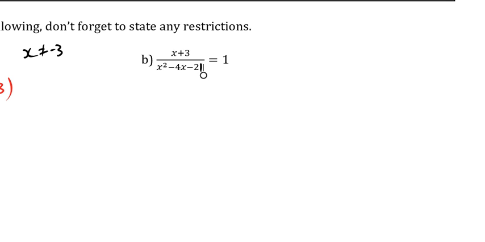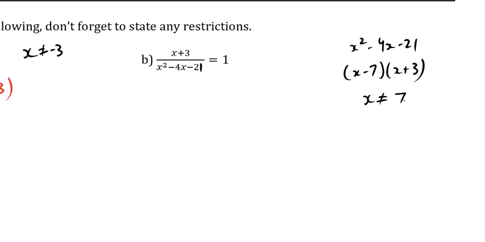First thing I want to think about is my restrictions. So what won't work as a value for X? I'm going to do this off to the side. You could factor in the question, that would be fine, but I'm going to do it off to the side. So X squared minus 4X minus 21 is (X minus 7)(X plus 3). So X cannot equal 7 or negative 3. Is that correct? Are we all good with that? So that's me just thinking about what X can't be.